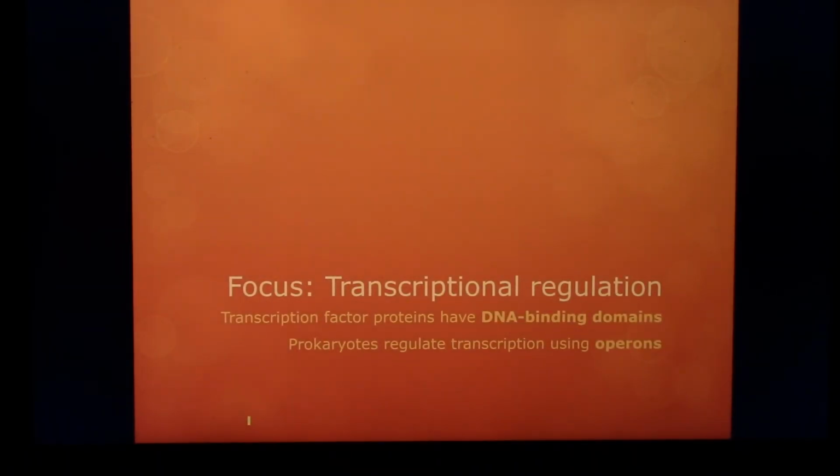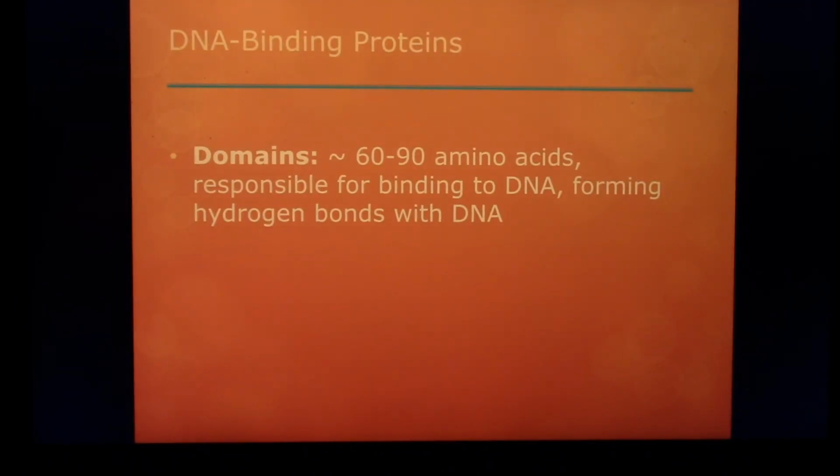So this chapter focuses on the transcriptional regulation because that's the level that prokaryotes or bacteria cells use the most. They use transcriptional regulation. So this involves transcription factor proteins that have DNA binding domains. And interestingly enough, prokaryotes regulate transcription using operons. So they've organized their genes into groups of genes called operons. So we're going to talk about these DNA binding proteins a little bit.